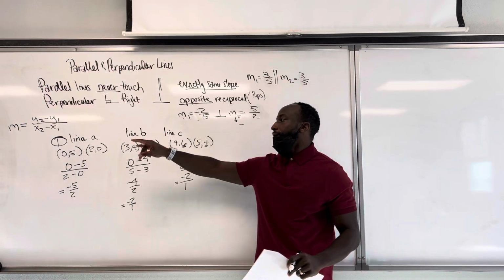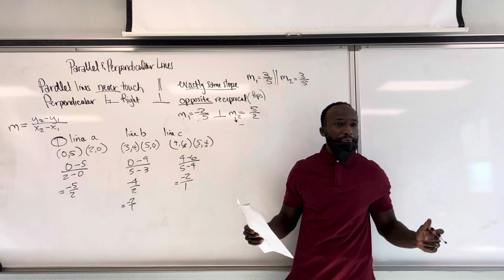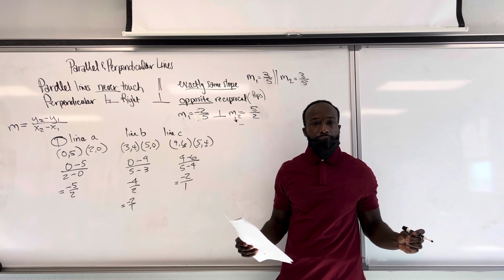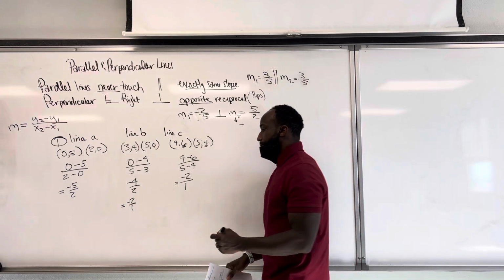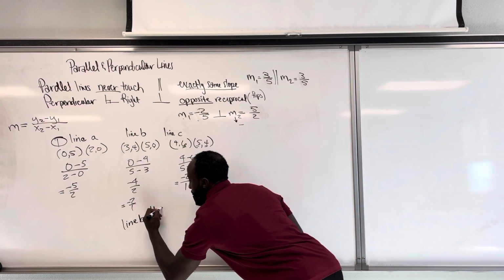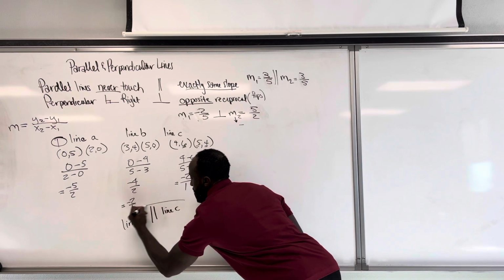So what can we say about lines A, B, and C? Which ones are parallel? B and C. Yes. Line B is parallel to line C.